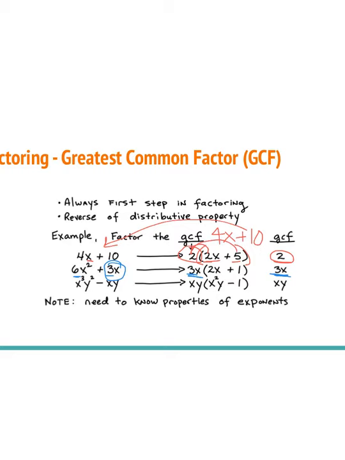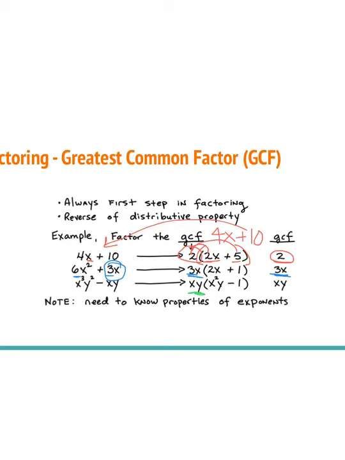All right, and this last one here, we have x to the third, y to the second, minus xy. So we have two different variables here. If we look at the x's, we have at least one x in each term. So that's how we can factor out this x. And if we look at the y's, we have at least one y in each term. So that's how we can factor out the y. That leaves us with x to the second, y minus 1 on the inside of our parentheses.